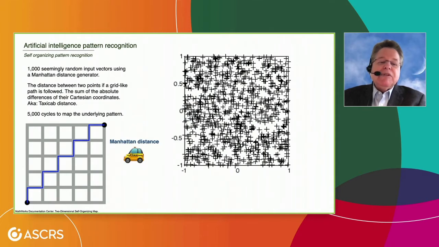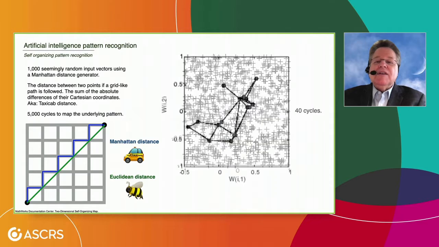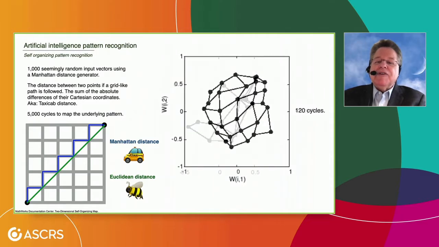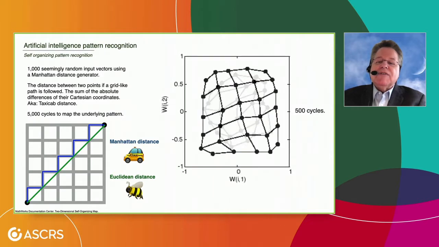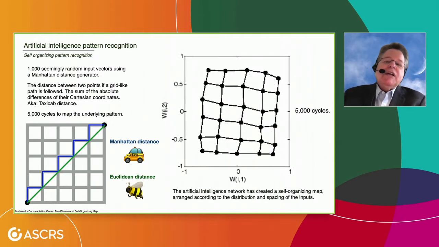So here's an example of the Manhattan distance driving, block by block around the buildings, and here's the Euclidean distance, the way perhaps a bird would fly. And we're going to give this artificial intelligence model 5,000 cycles to learn and show us what the underlying pattern might be. So here's 40 cycles, not very good. Here's 120 cycles. Here's 500 cycles. And by the time we get to 5,000 cycles, we've identified this as a series of Manhattan distances.